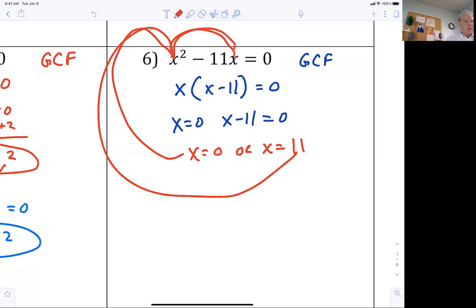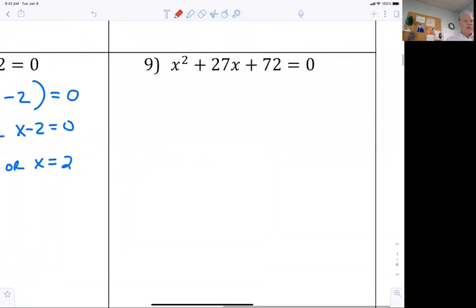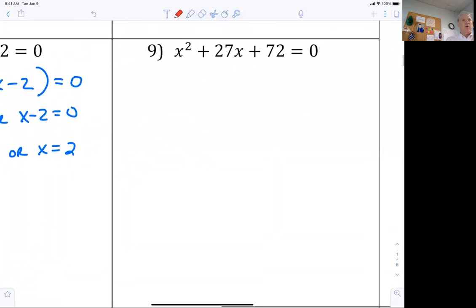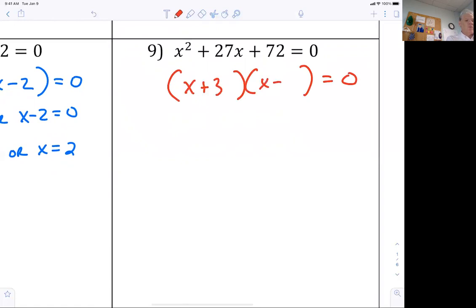All right, so now let's go on to question number 9. All right, here we go. I need some help factoring this. So as soon as you know it, just tell me. I'm listening. x plus 3 and x plus 24. Brilliant. The factors of 72 are 3 and 24 that make 27.